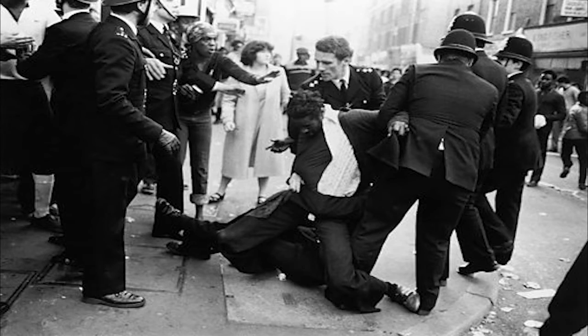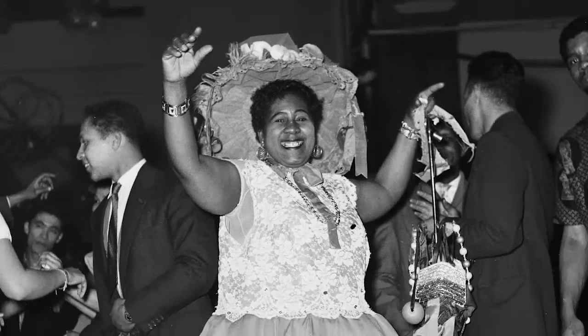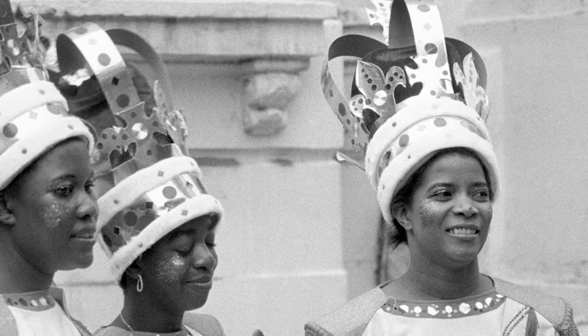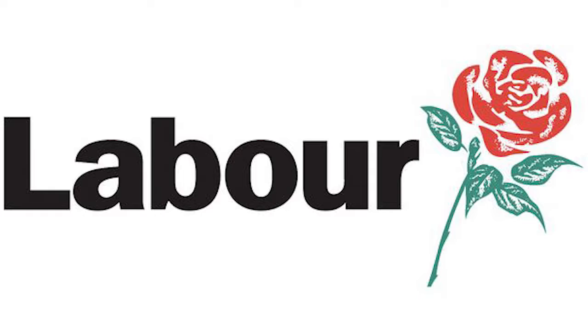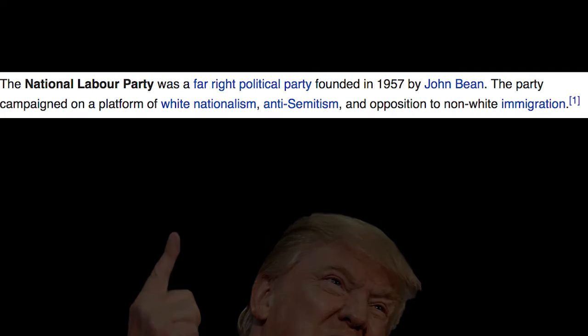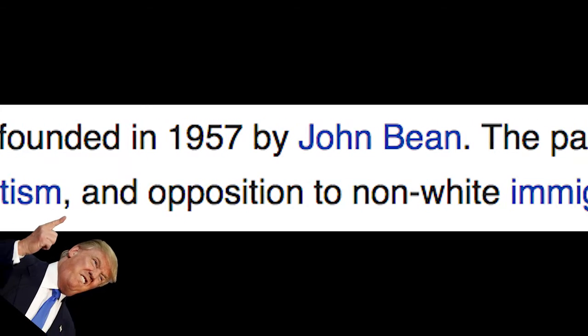Race tensions got so bad that there were riots in the cities. Places like London, Birmingham, and Nottingham were attacked by white people because white people be cray. But the immigrants living in Nottingham created a festival called the Notting Hill Carnival to promote positive race relations. It didn't work. Let's place the majority of the blame on the National Labour Party. What's the National Labour Party? The party campaigned on a platform of white nationalism, anti-Semitism, and opposition to non-white immigration.